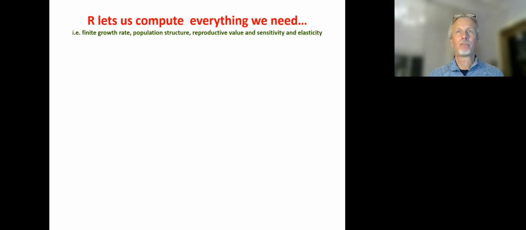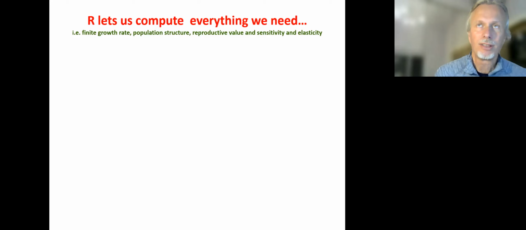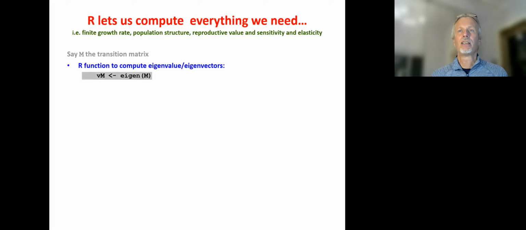So let's see how we can leverage the power of R to compute everything that we need: the finite growth rate, which is the dominant eigenvalue; the population structure, which is the normalized dominant eigenvector corresponding to the dominant eigenvalue; and then the reproductive value and the sensitivity analysis. Let's say that M is the transition matrix. In R, the function to compute eigenvalues and eigenvectors is the one reported here.